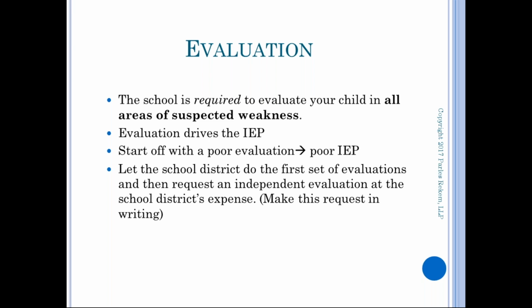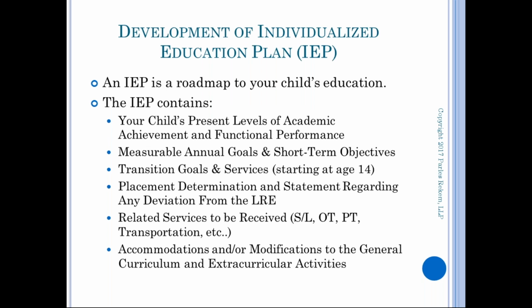Generally, the parents will request that the child be evaluated, and the school district will do the first set of evaluations. We want to mention that if the parents do not think these evaluations are appropriate or complete, the parents can request independent evaluations at the school district's expense. The request should be made in writing. And if the school does not want to do the request, they actually have to file for due process to defend their evaluations.